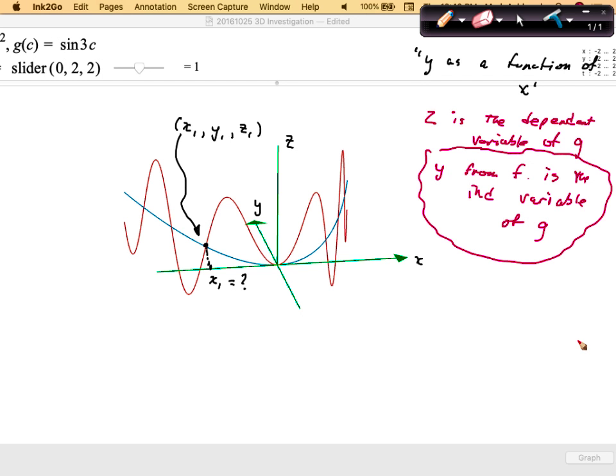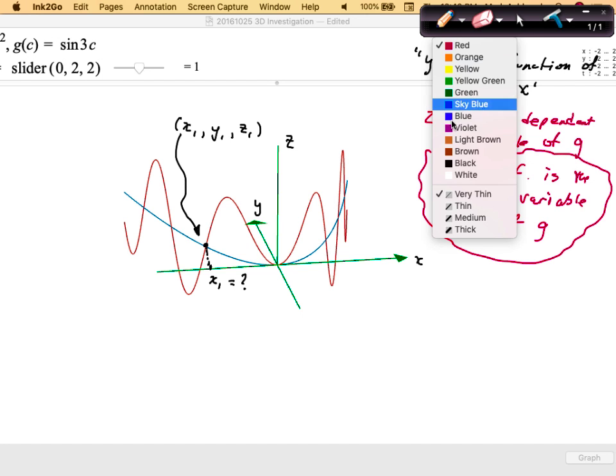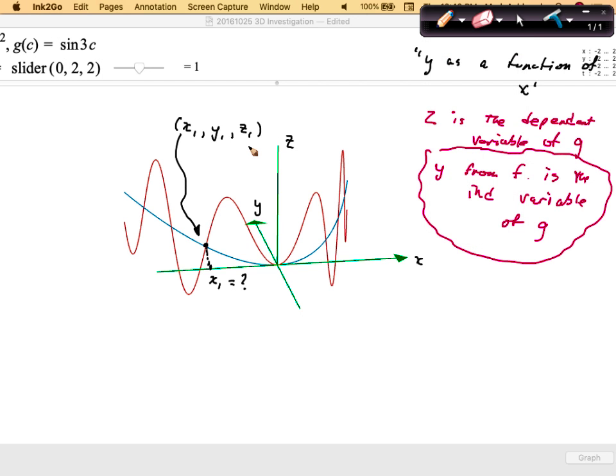Okay, so what do we know about the point x1, y1, z1? How can we get started here? What's the key to getting x1? We know that z1 is 0. He said z1 is 0. Agree with that? Yeah, right, because in the xy plane. So that's a good start.